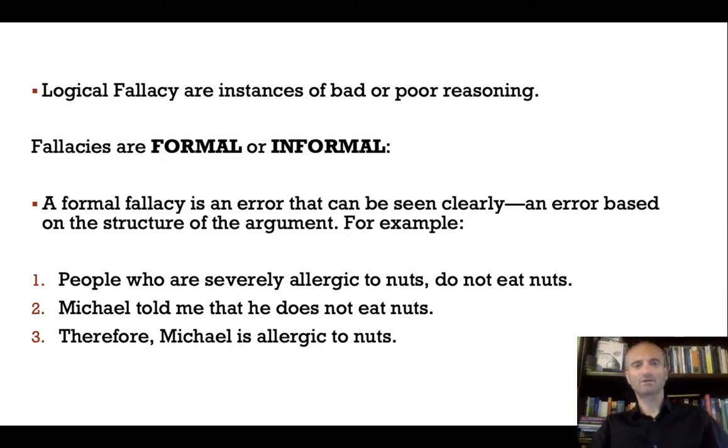It's not valid because the conclusion doesn't follow from the premises. Remember that for an argument to be valid, the conclusion must follow from the premises. In this case, it doesn't follow from the premises. Even if it's true that NYU is in Manhattan, it doesn't follow from the premises. So that argument is a formal logical fallacy. Let me give you another example.